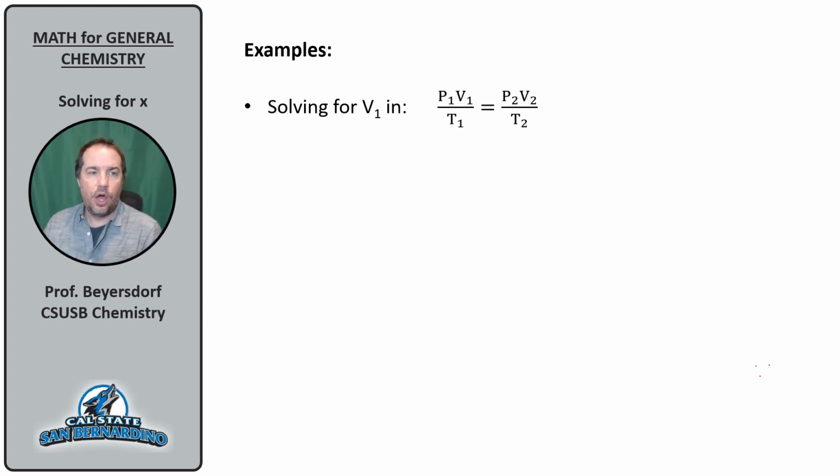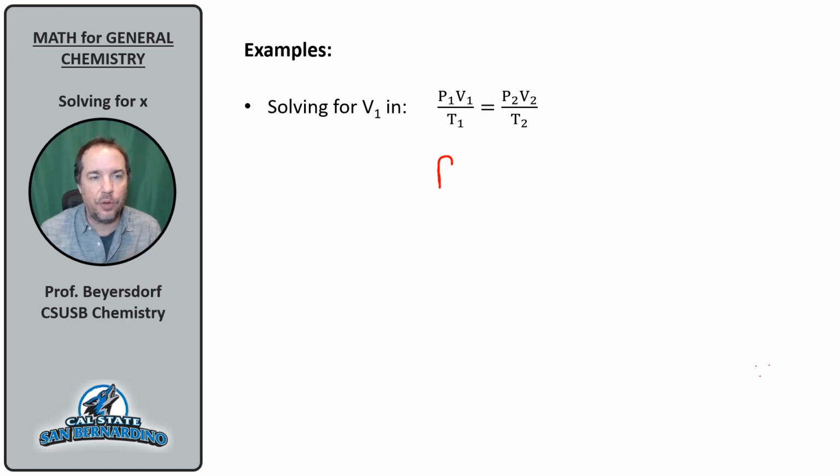Let's do one more problem like this. Let's say now we have P1 V1 over T1 equals P2 V2 over T2, and we want to solve for V1. Okay. Well, here we don't necessarily have to cross multiply, because V1's already in the numerator. But a lot of times it's just easier to do it. It just makes life easier.